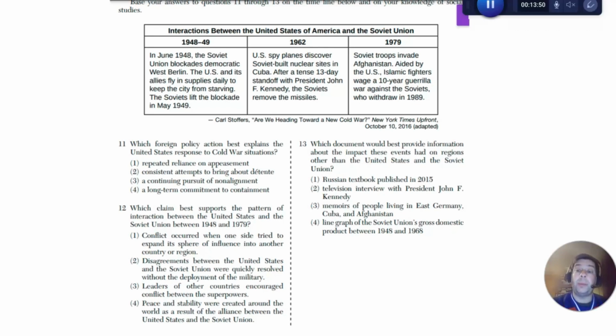And then which document best provides information about the impact these events had on regions other than the United States and the Soviet Union? One, a Russian textbook. Okay, when all the Soviet republics break away, all that's left is Russia. So that's not it. A television interview with President John F. Kennedy. That's the United States. That's not going to be it. Memoirs of people living in East Germany, Cuba, and Afghanistan. Oh, that might give me information about places other than the Soviet Union and the United States. A line graph of the Soviet Union's gross domestic product. I'm not even going to finish reading the years. That's the Soviet Union, right? So it is indeed three. Again, we read all four choices.